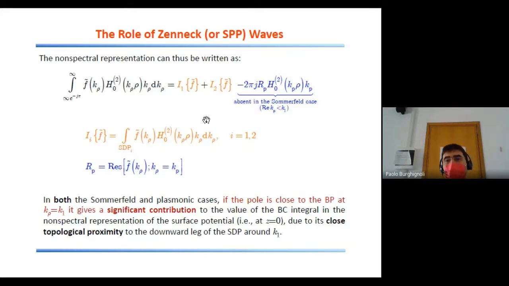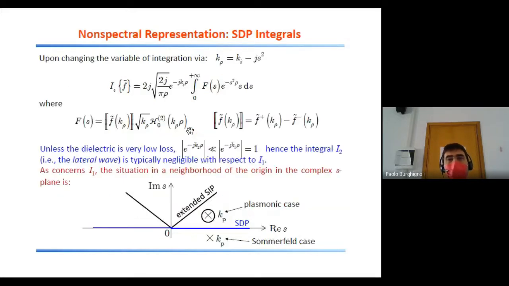Okay, so we cannot neglect it. And in particular, if you make the standard change of variables in which you reduce the integrals to the standard form that you can see here, so you collect inside the function capital F the folded integrands, and you reduce the exponential function to this form, e to the minus s squared times rho, what you get is, in the complex plane of the new integration variable s, an integral that now runs along the real axis.